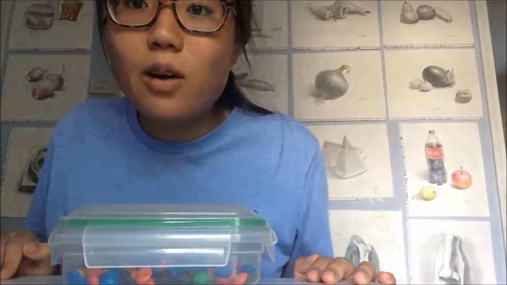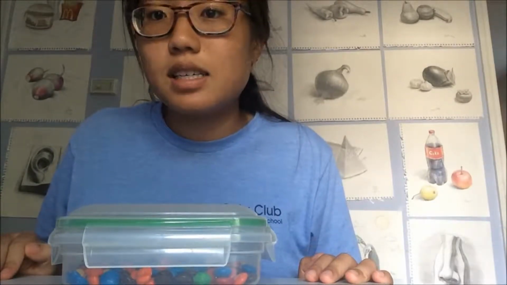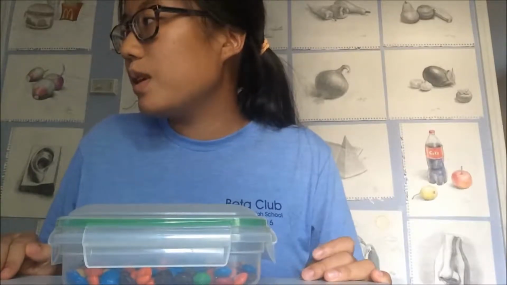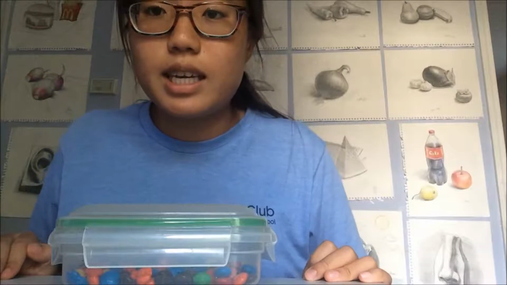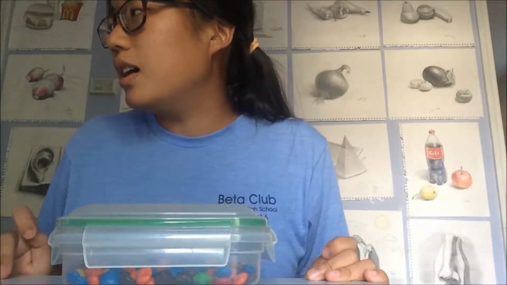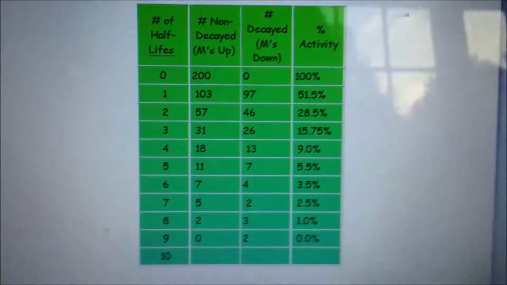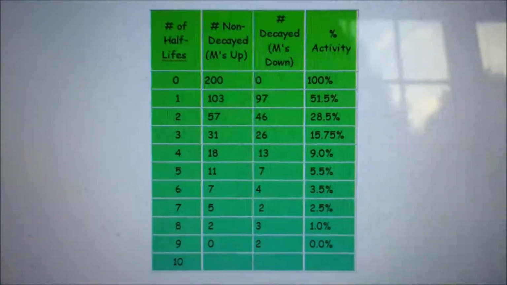So now I'm just going to count the number of M&Ms that are facing up, and those represent the non-decayed ones, and the M&Ms that are facing down. And I'm gonna keep the M&Ms facing up in the box, and I'm gonna continue until none of them are facing up and they've all decayed. So I just finished counting and calculating my experiment.